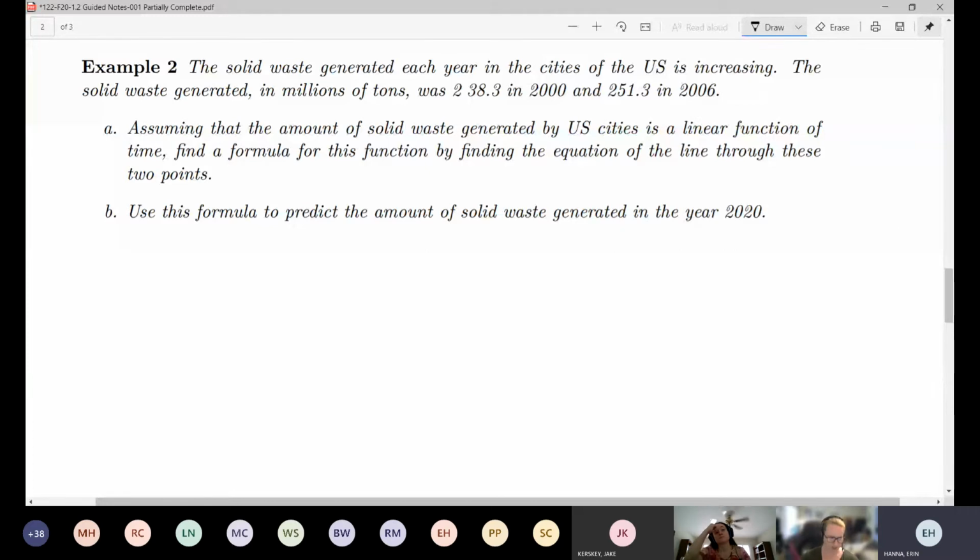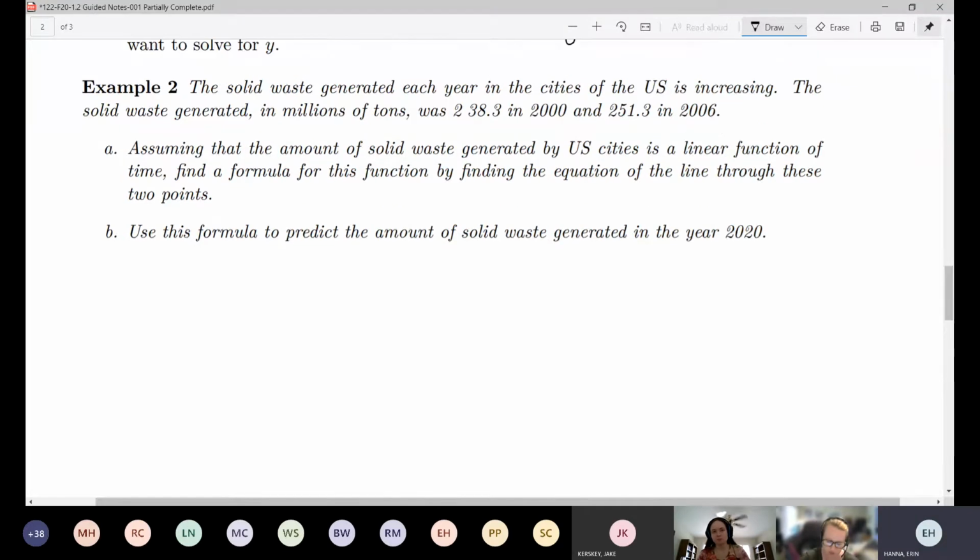So the first thing we have to do is a little bit of work before we can even write the equation. First off, let's give ourselves some variables to work with. I know we're used to x and y, but let's use different variables here. I'm going to base it off of what we're talking about. We're talking about solid waste, so let's use W for that, for waste. And then we're also using time, so let's go ahead and use t for that.